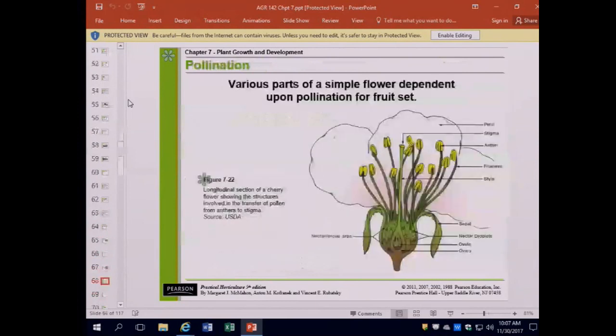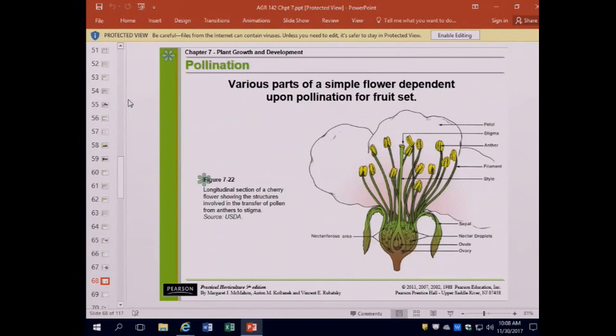Talks about pollination in this chapter, and it gives you a pretty good picture of a flower here where we're looking at figure 722, and it gives you the petal, the stigma, anther, filament, style, ovary, ovule. You need to be familiar with the way this picture is done.